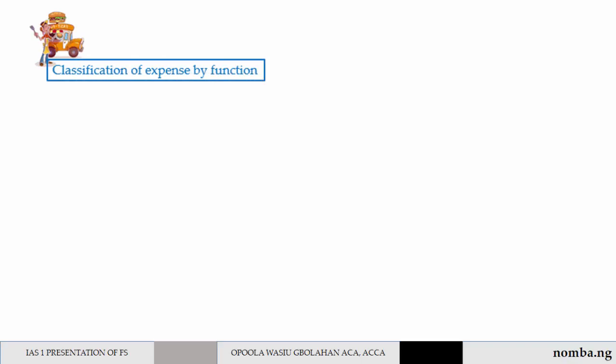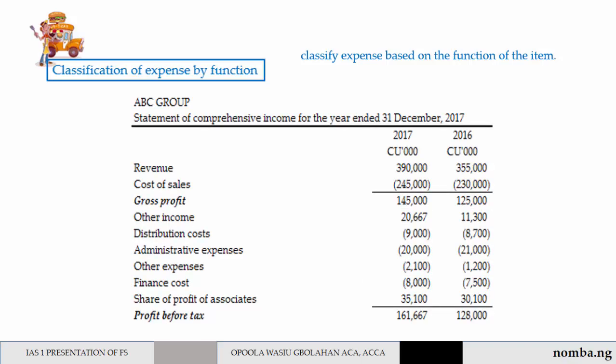Using the classification of expense by function, an entity classifies expense based on the function of the item. An example of classification using the function of expense method is as follows. Here you can see that expenses are classified as either cost of sales, distribution cost, and administrative expenses, as well as other expenses and finance cost. But the main classifications are the cost of sales, distribution, and admin. These are classifications based on the function of that item.